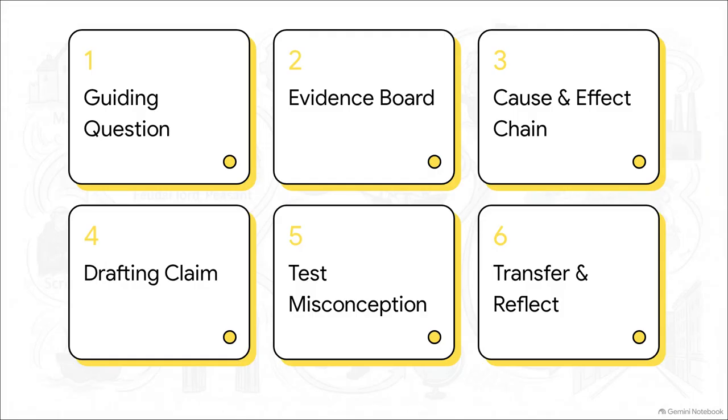Here is our quick roadmap for the project. We'll cover 1. The guiding question, 2. A 3-part evidence board, 3. The cause and effect chain, 4. Drafting your project claim, 5. Testing a misconception, and 6. A transfer and reflection task.